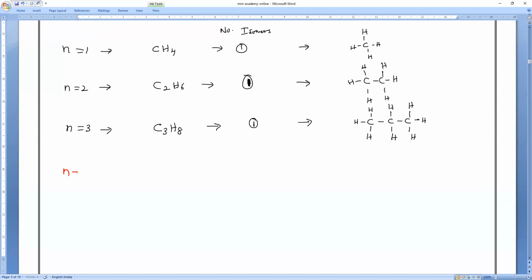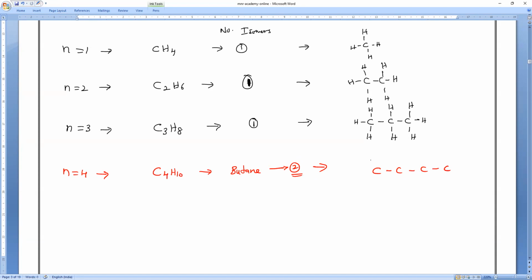Now, when n equals 4, it is very important. What is the formula? N equals 4 means C4H10. So it is butane. How many isomers? 2 isomers. Am I right? The first one is the same structure, all in a straight chain. Can you write that all are in a straight chain? Everybody, you have to say it.